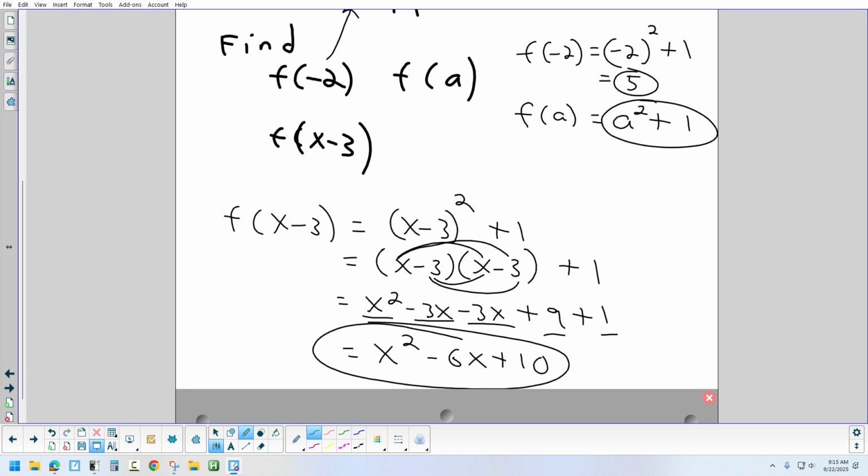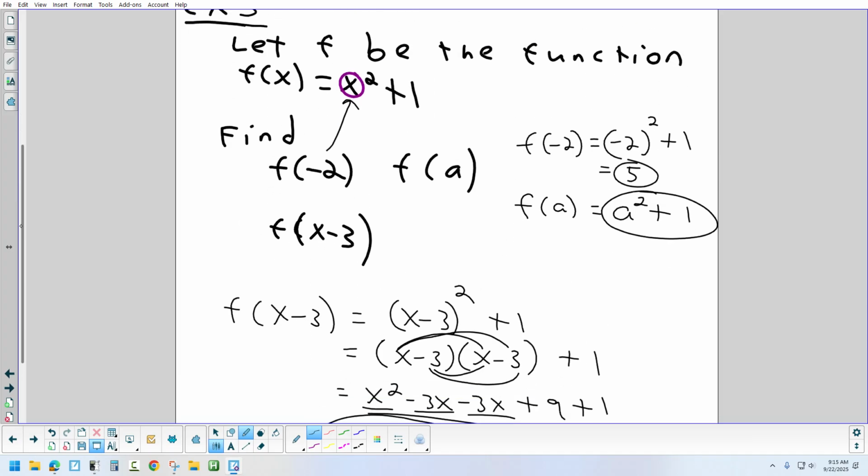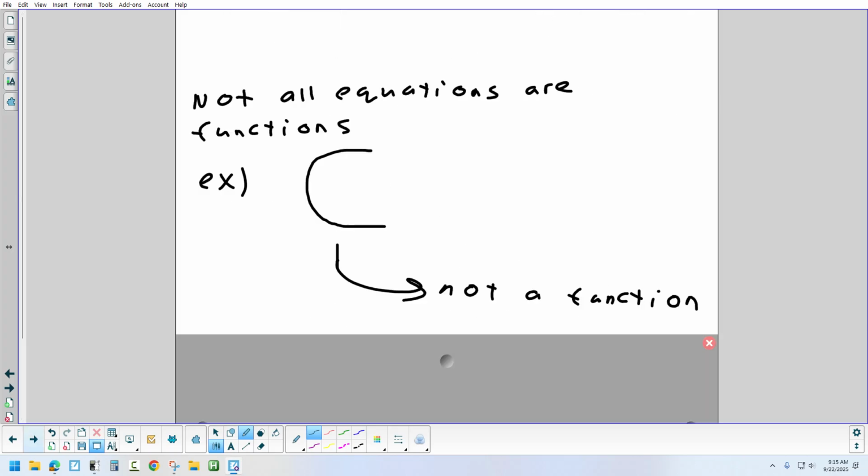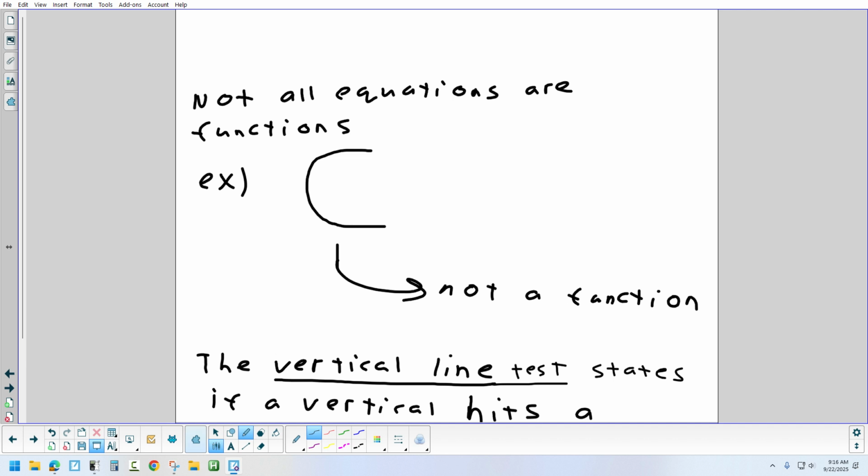So, any question on plugging in either a number and evaluating or a variable expression? Okay. So I told you earlier that not all equations are functions, right? If something's a function, that means when you plug one number in, you get how many answers? Exactly 1. Let me write down the one that I showed you was not a function. That's an example of something that is not a function.